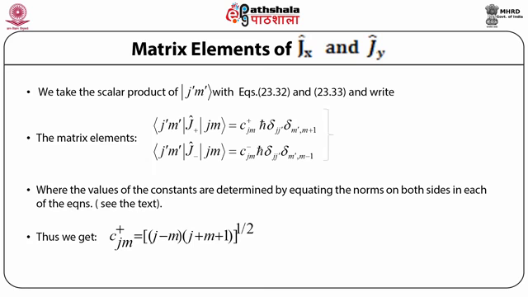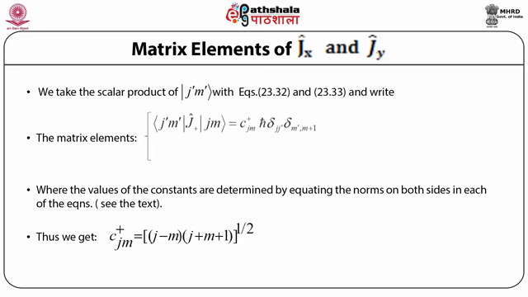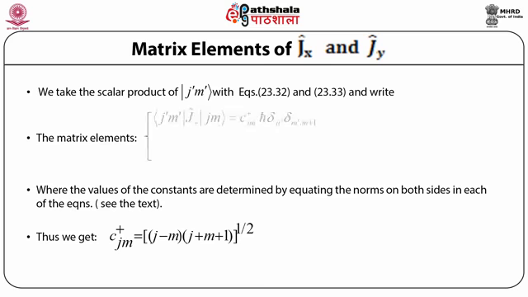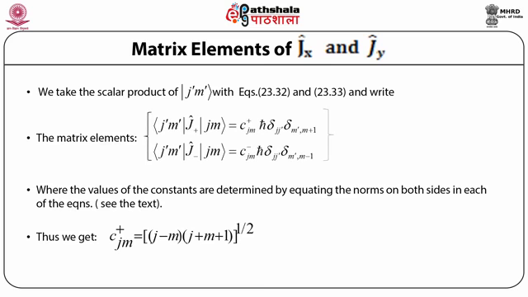Delta J J prime would give us a 1 if J is equal to J prime and will give us a 0 if J is not equal to J prime. Similarly, delta M prime M plus 1 would give us a 1 if M prime is equal to M plus 1 and 0 if M prime is not equal to M plus 1.